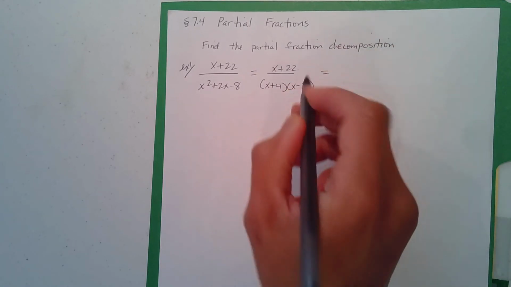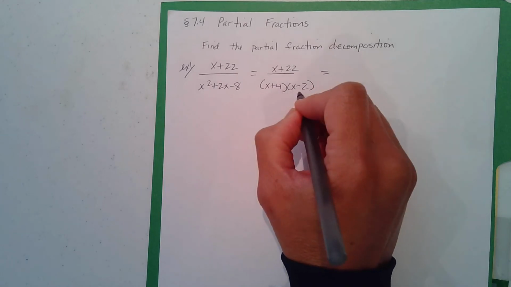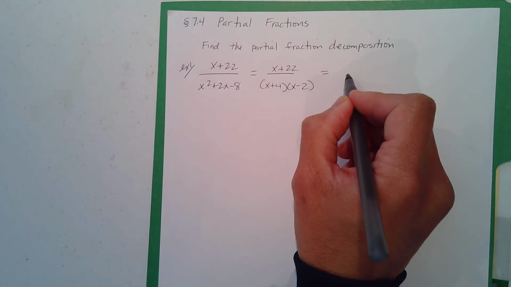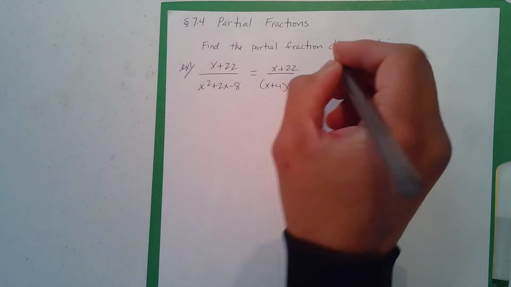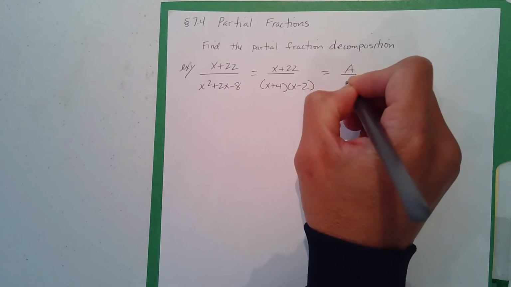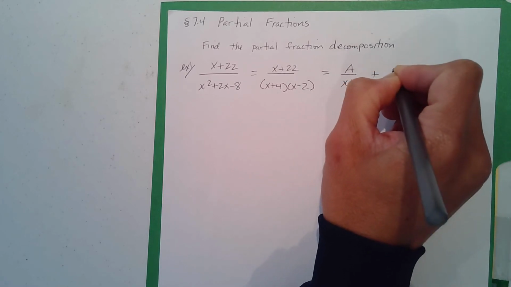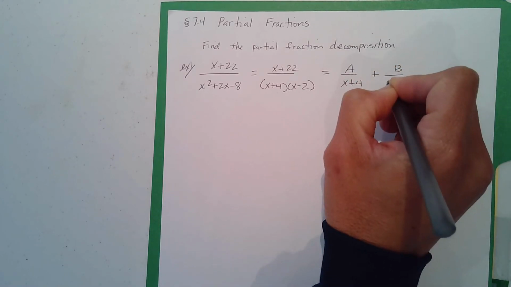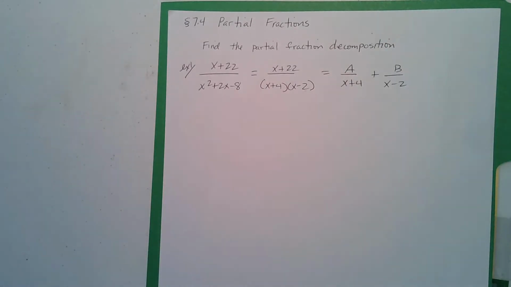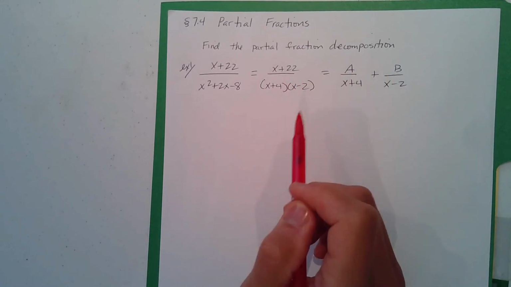Then we're going to break this up into partial fractions. Since there are two factors here, we are going to have two fractions. It's going to be A over x plus 4 plus B over x minus 2. We are trying to find out what A and B are to make this true.